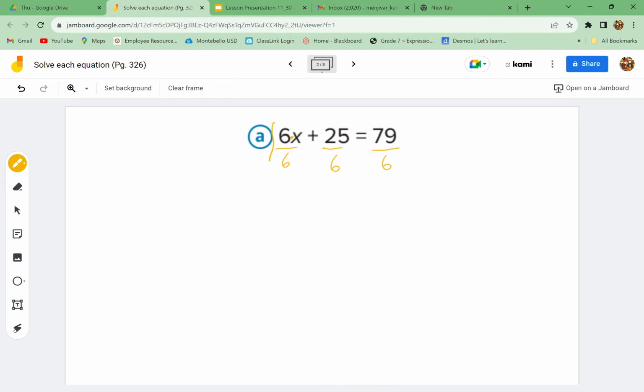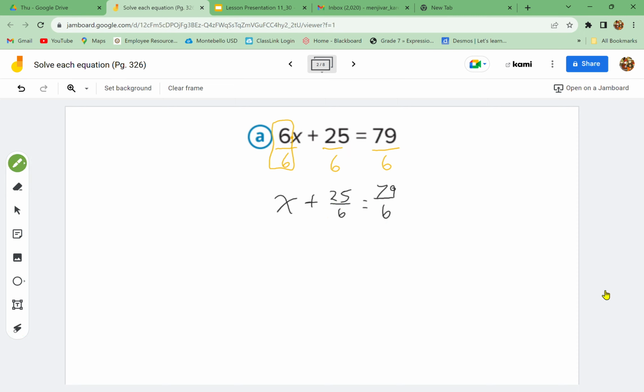So right here you get a giant 1, so you get 1x plus. Now the problem is that 6 doesn't go evenly into 25, and if you do it on a calculator, you get a repeating decimal. So my recommendation is just to leave it as a fraction. So you have 25 over 6 is equal to, and the same thing happens here, so just leave it as a fraction, 79 over 6. The reason is that it keeps the same denominator, which is kind of nice.